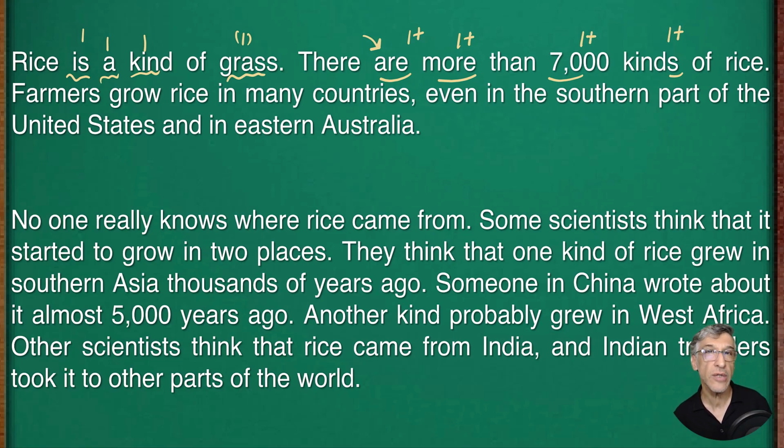Rice is an uncountable noun. Yes, it is uncountable, so we do not add s here. Not necessary at all. Farmers, people who grow things. Farmers grow rice in many countries. Many, y turns into i and then es. Of course. Even in, it is the word for emphasizing. Do you remember? We had it in our previous stories too.